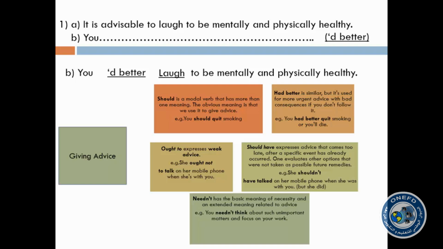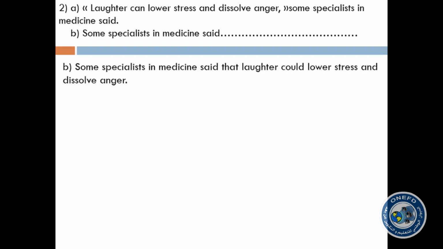had better we use in urgent advice or strong advice with bad consequences. For example, here if you don't follow the advice of laughing, the bad consequence is not being mentally and physically healthy. Again, you can refer back to your textbooks on page 290 for further information. So let's take a look at the second sentence.